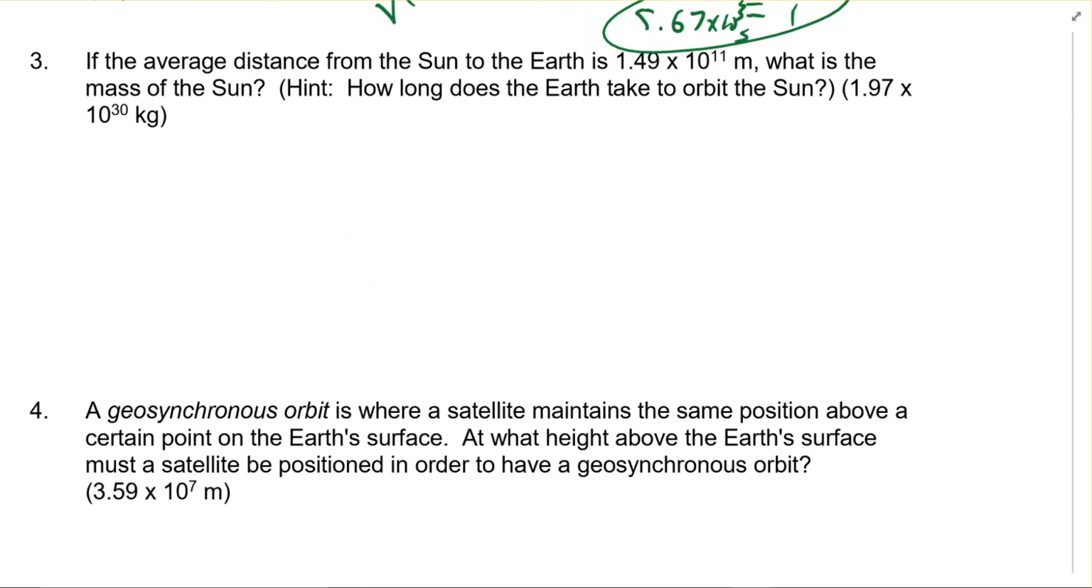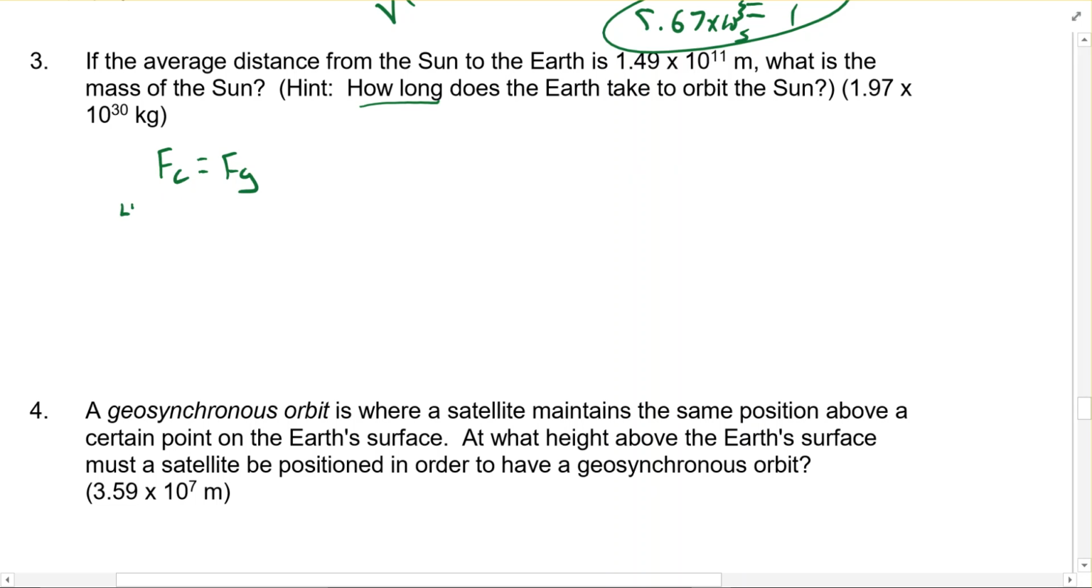Okay, moving down. Okay, 3. If the average distance from the sun to the earth is 1.49 times 10 to the 11 meters, what is the mass of the sun? So the hint here is how long does it take the earth to orbit the sun? So again, we can start off with, they're all going to be like this. FC is equal to FG. And, well, even in the hint here, it says how long does the Earth take to orbit the sun. So I'm going to be wanting to use the one that has time in it again.